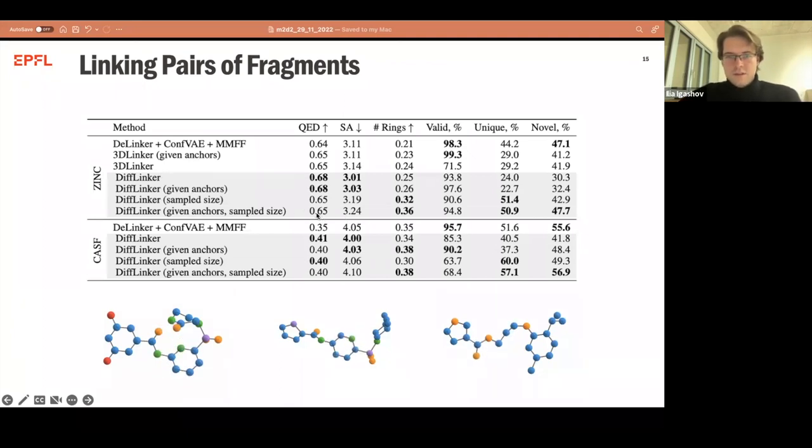To assess the performance of our models, we estimated drug likeness of the generated molecules, synthetic accessibility, and the number of rings in the generated linkers. These three metrics are supposed to give more of an idea of the applicability of this method in drug design tasks. And besides, yes, Prudencio?